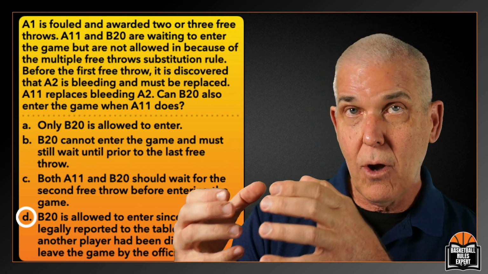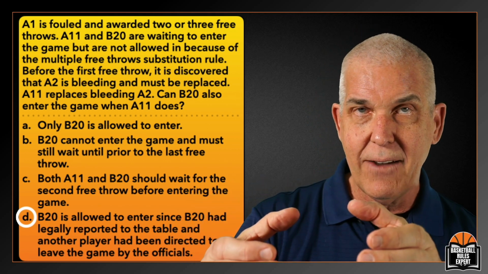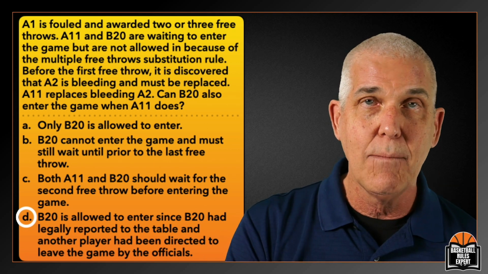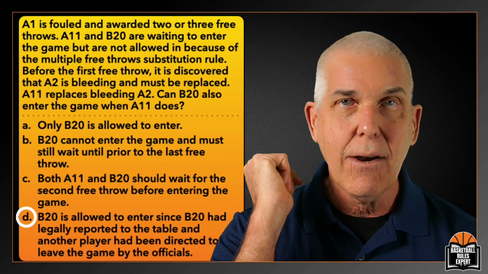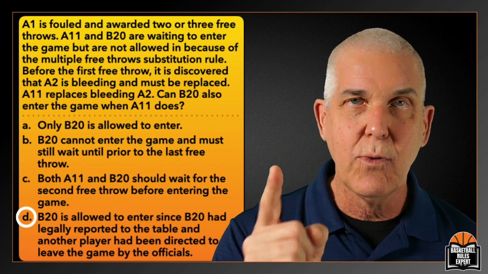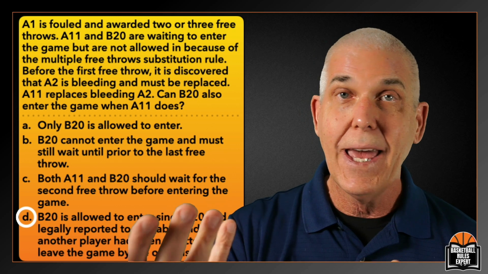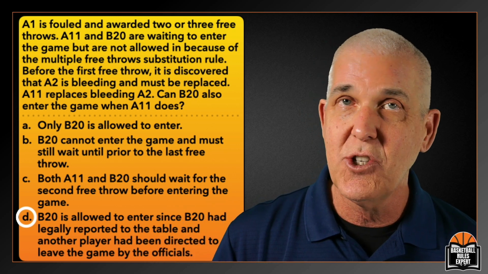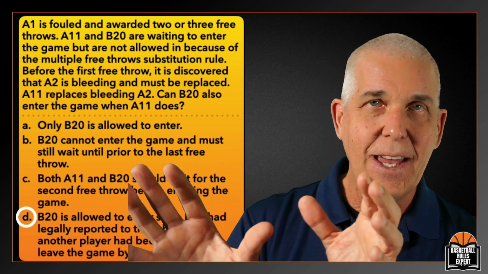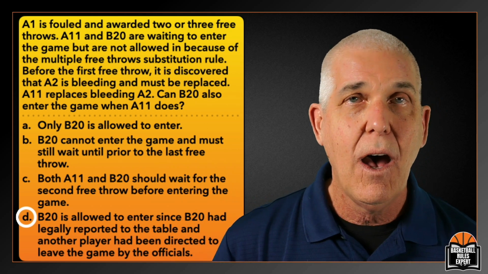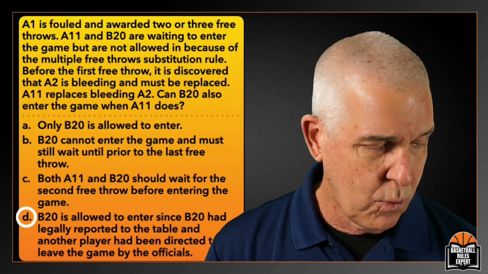The coach could call a timeout. If rectified after the timeout, that player could stay in the game. But any bleeding player, any player with blood, is directed to leave the game. So we have to have a substitute in that situation. So the need to prevent other substitutes is removed. Other substitutes are brought in by rule.